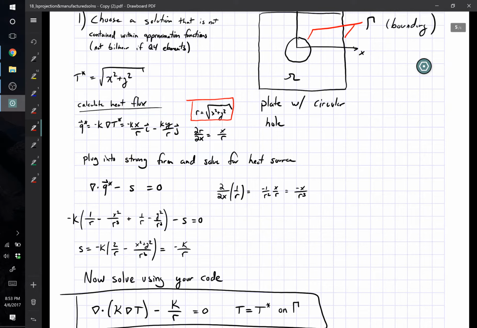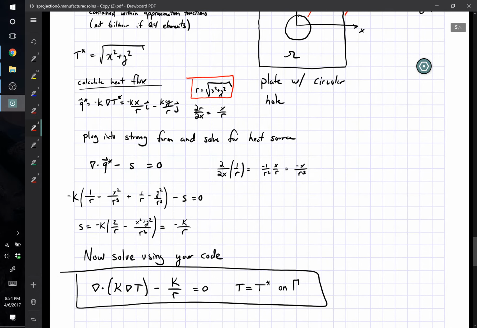Relatively simple to show. dr/dy would just be y over r, so that's simple enough. And so that makes it easy to compute the gradient. So the flux is minus k times x over r in the i direction, minus k times y over r in the j direction.